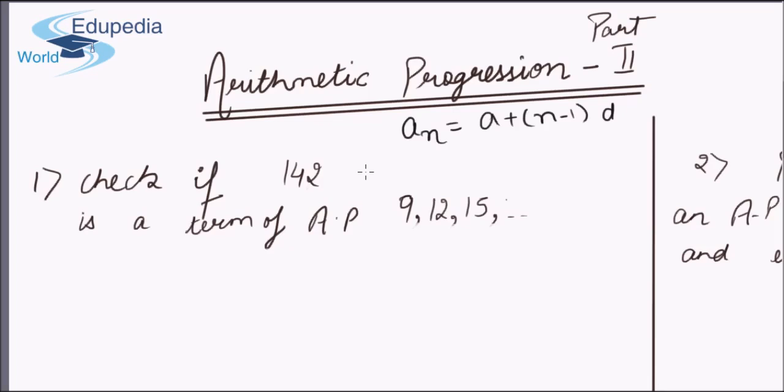In the introductory video, we have learned that first term, common difference and the nth term can be related as a_n equals a plus (n minus 1) into d for an AP. Today, we'll be learning some practical questions on AP. The first question says, check if 142 is a term of AP 9, 12, 15 or not.